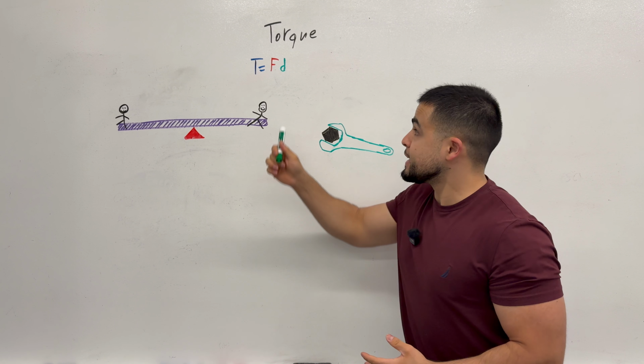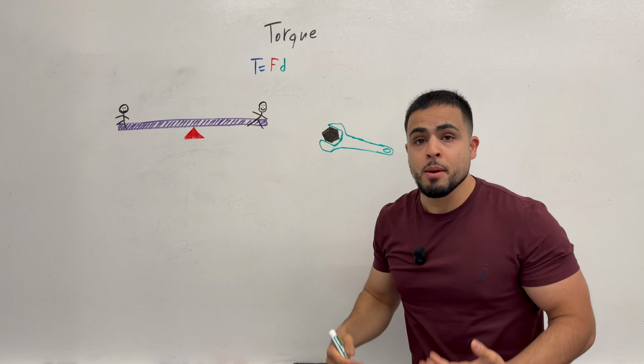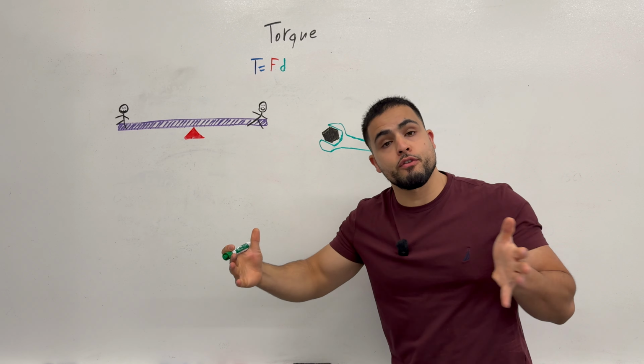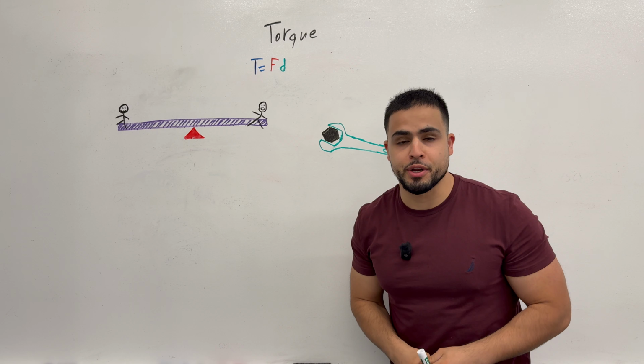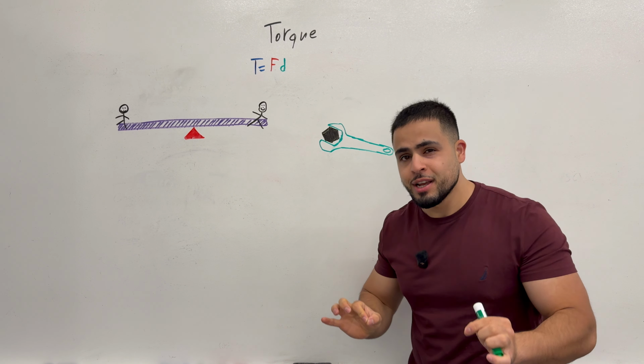So we can add distance to our equation right here. And once again, distance is in the numerator because the higher the distance you are from the fulcrum, the higher your torque. Now, there is technically one more variable that can impact torque. Let's take a look at it.